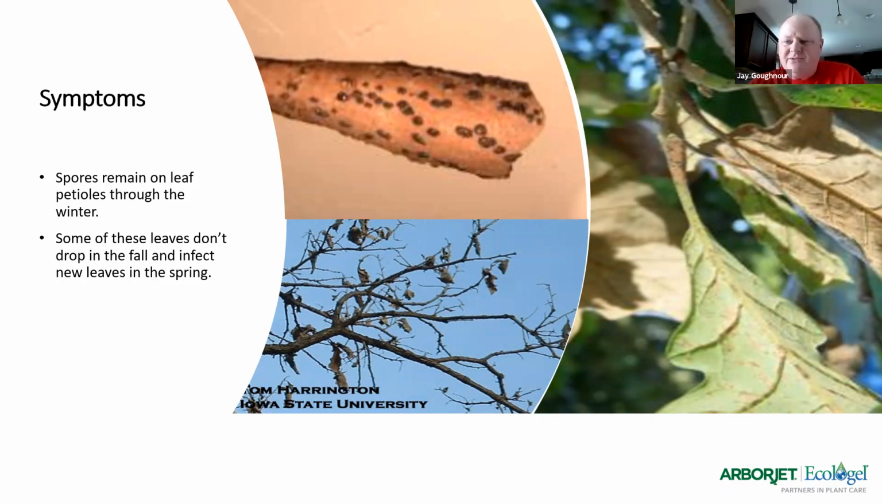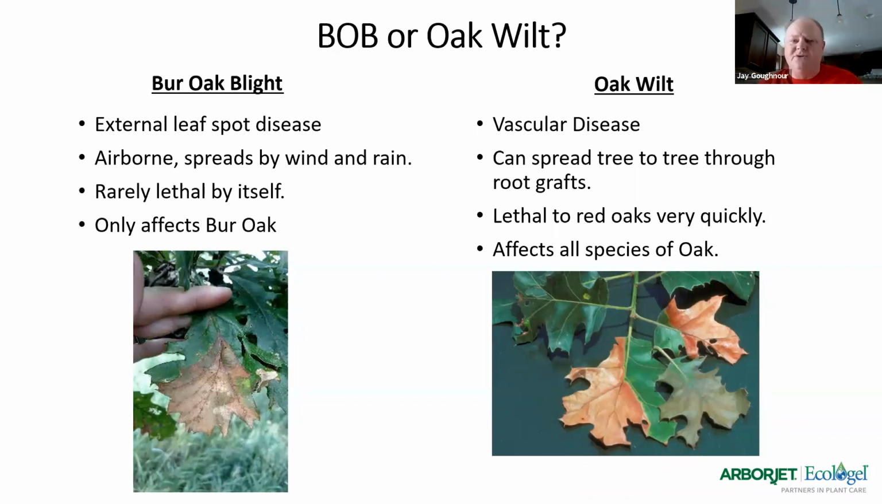I get this question a lot. Is it Bur Oak Blight or is it Oak Wilt, and what are the differences? We're going to go through a couple examples, but they're really quite opposite. Bur Oak Blight is an external leaf spot disease, so it's being infected from the outside in. Oak Wilt is a vascular disease. That's moving within the tree, inside the tree.